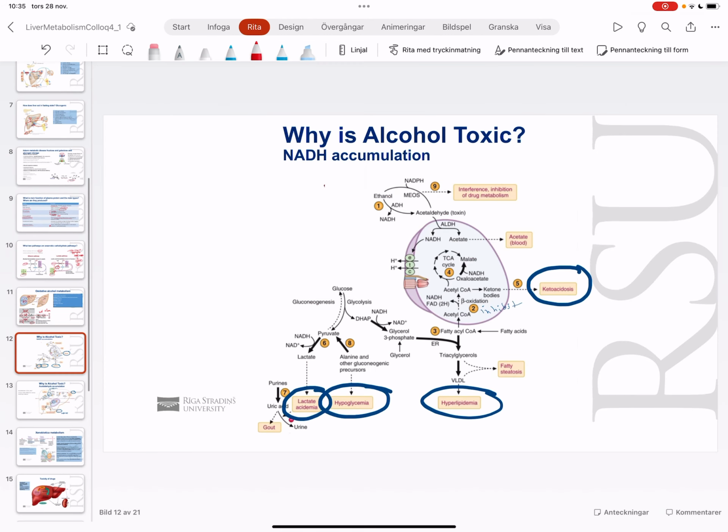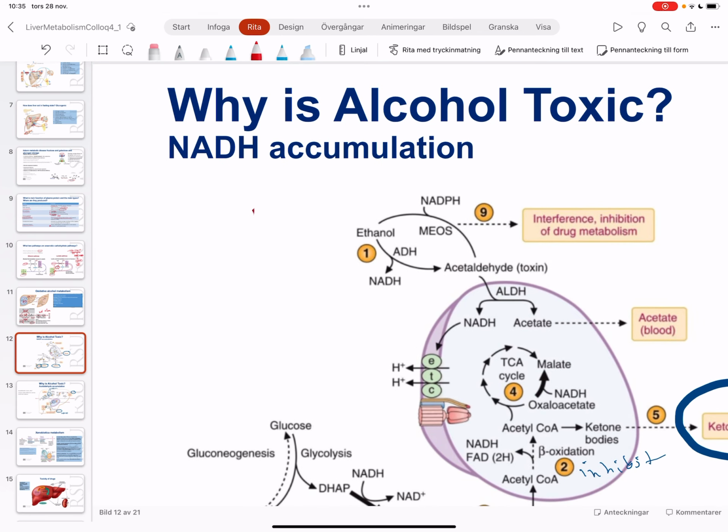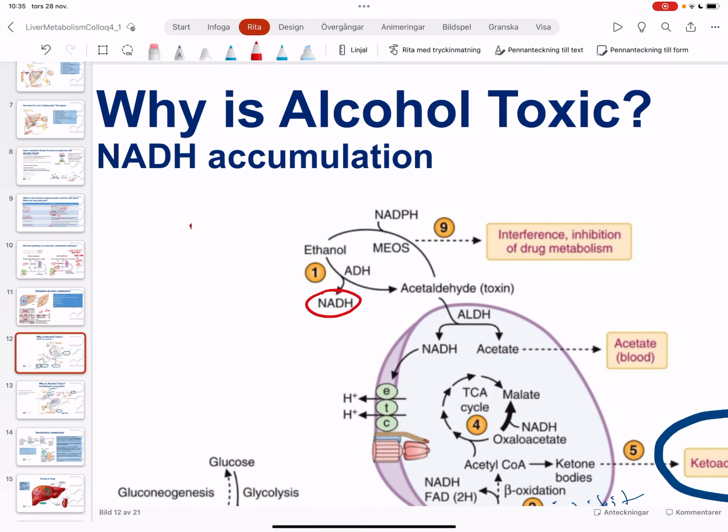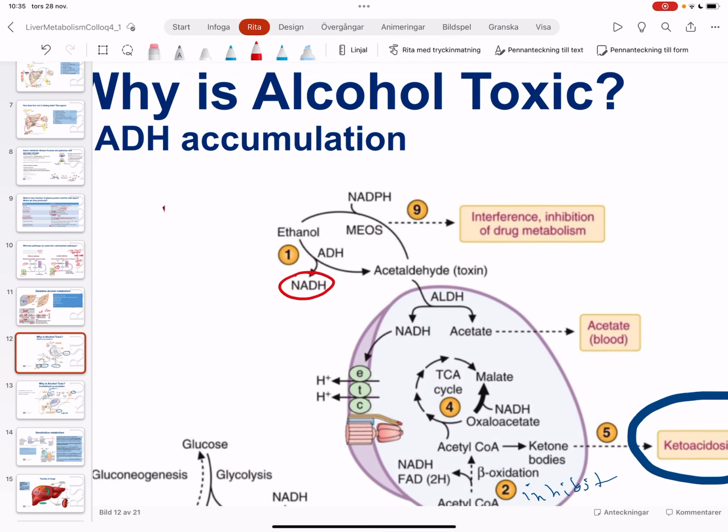So why is alcohol toxic? There are two reasons. There is NADH accumulation, but also acetaldehyde accumulation, which I will talk about in the next slide, which has to do with this one and the microsome alcohol oxidation. But not right now. I'm just going to talk about this in this slide.